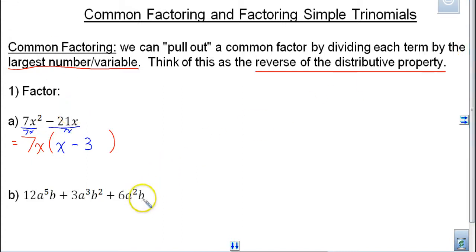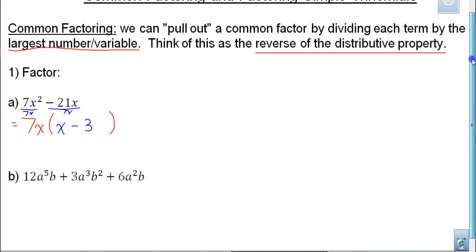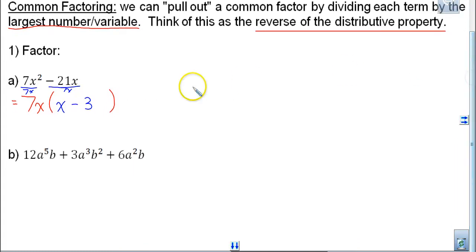The next example, it's a little more complicated, but it's the same idea. So first, let me look for the largest coefficient that I can divide by. So I have 12, 3, and 6 as my coefficients. The largest number that can divide all of those would be 3. Now, I have the variables a and b. Now, all of these terms do have at least one a and one b, so I know that I can divide by ab at least.